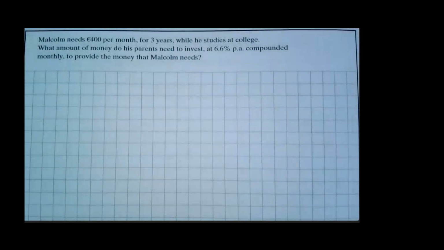Okay, let's have a look at this question. And pause if you feel confident to have a go at this one on your own. Malcolm needs 400 euros per month for 3 years while he studies at college. What amount of money do his parents need to invest at 6.6% per annum, compounded monthly, to provide the money that Malcolm needs? Now, again, first thing we need to do is check the rate.